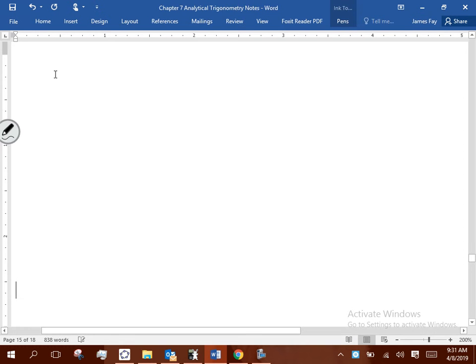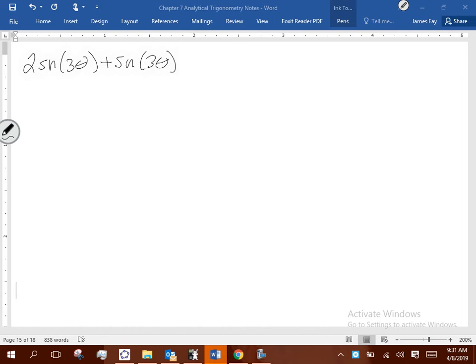All right, tomorrow I want to talk about questions like this that look like 2 sine of 3 theta, maybe plus sine of 3 theta, to where when we go through and we look at all of the arguments, they're all 3 theta. Does that make sense? Even if I just have something like this, it's still all arguments are 3 theta.